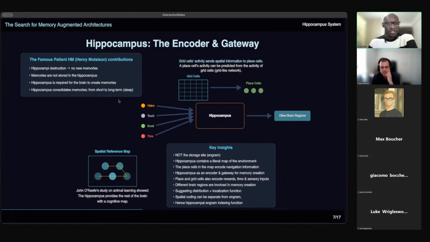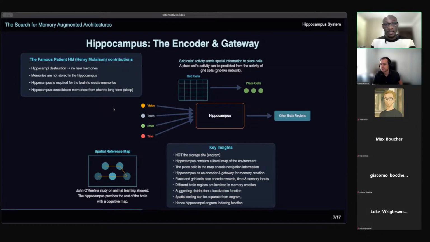And his contribution was the finding that his hippocampus was damaged, and that led to him not creating new memories, and that led to the understanding that memory is not stored in the hippocampus. So the hippocampus plays a crucial role in creating memories and moving memories from short to long-term memories during sleep. So that was important.